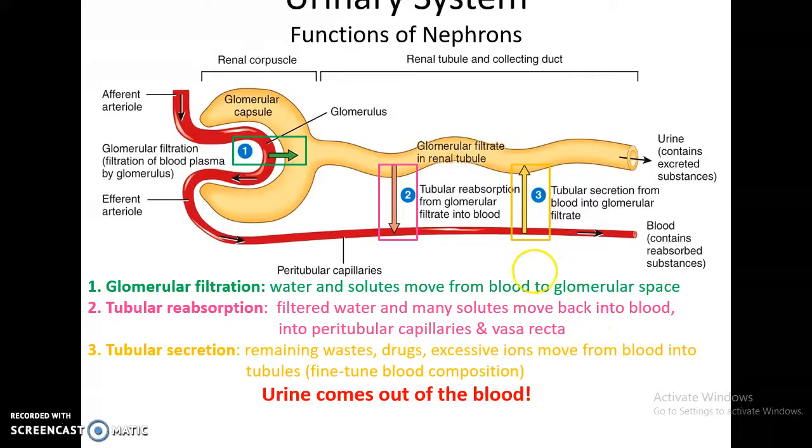Finally, near the end of the renal tubule, there is some tubular secretion. This is materials going from the bloodstream back into the renal tubule. This helps to pull out any remaining waste in the bloodstream, drugs, excessive amounts of ions, basically fine-tuning the composition of blood to get the pH ideal and the blood at the ideal levels for various solutes. And this, of course, means that urine comes out of blood, which is pretty amazing if you think about it. Urine is coming from our bloodstream.